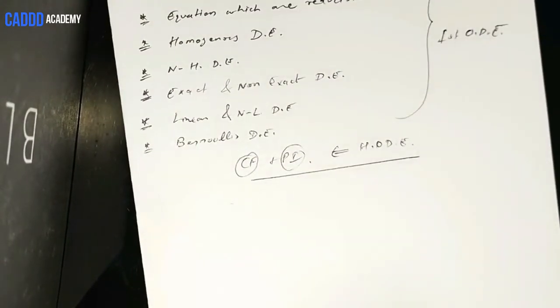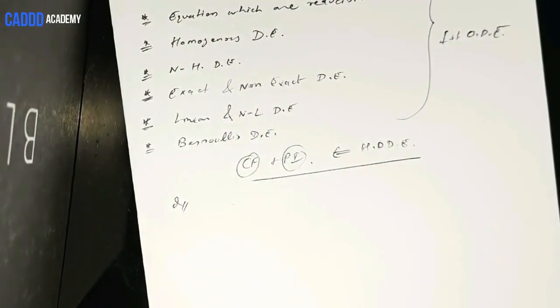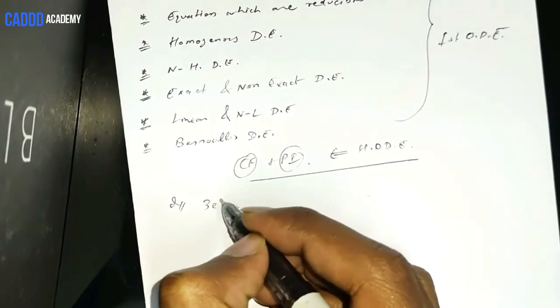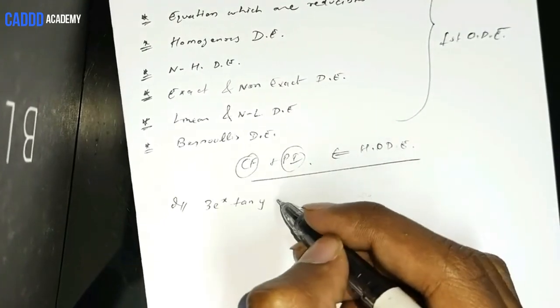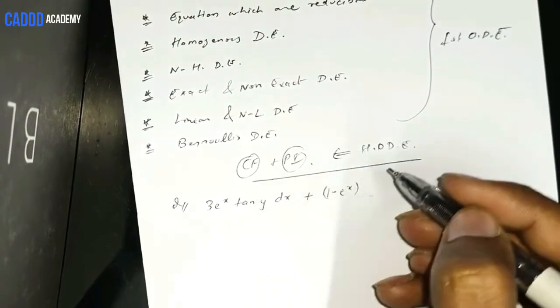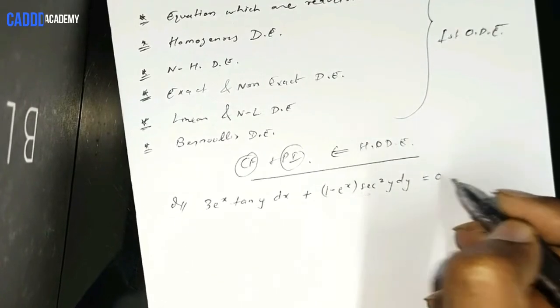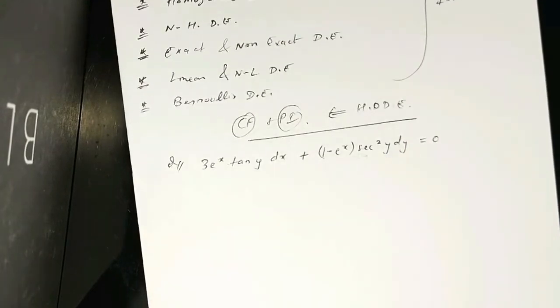So let's start. Firstly, we are doing what? Variable separable method, okay? So for that I'm taking a question which is 3 e to the power x tan y dx plus (1 minus e to the power x) sec square y dy is equal to 0. So this is the differential equation and we will solve this by variable separable method, okay? So let's do it.